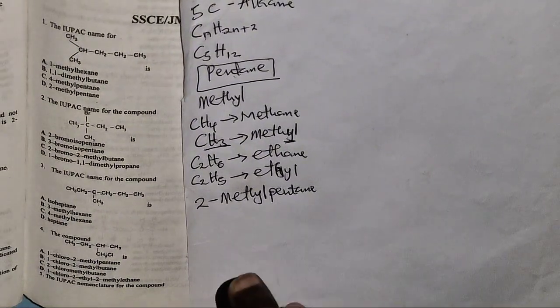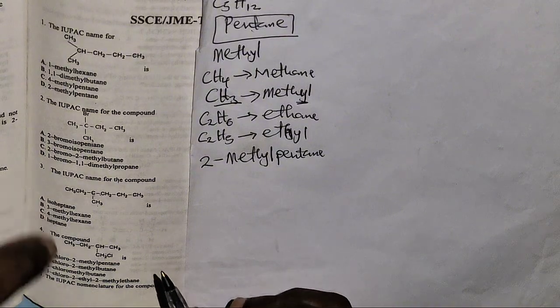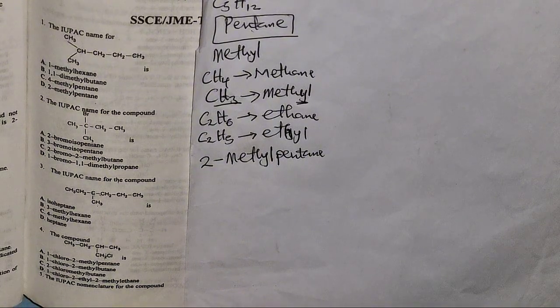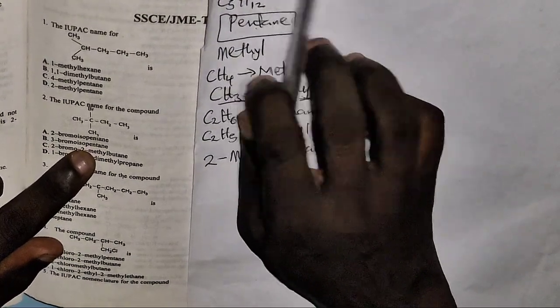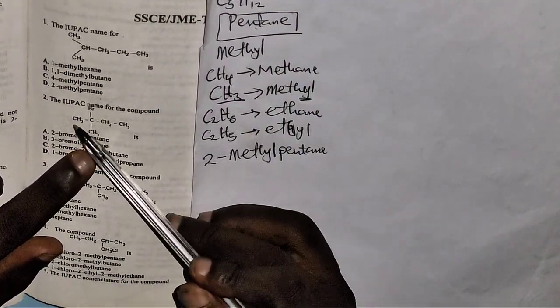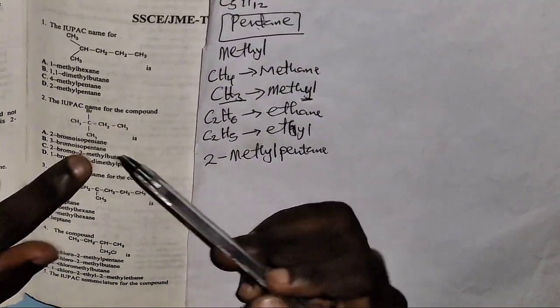Let's check question number 2 in this class. For question number 2, we have about 2 different substituents here. But before I show you where the substituent is, or before I explain that, pick the longest carbon chain. If it comes like this, 1, 2, 3, 4, it is 4. And if it comes like this, 1, 2, 3, 4, it is still 4.